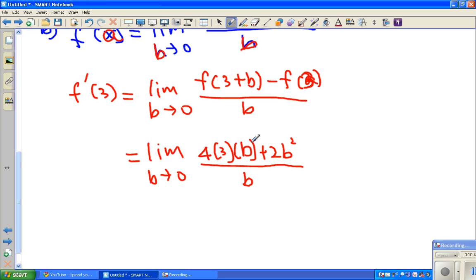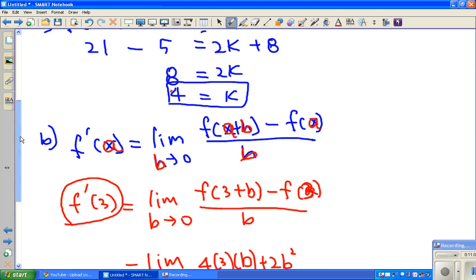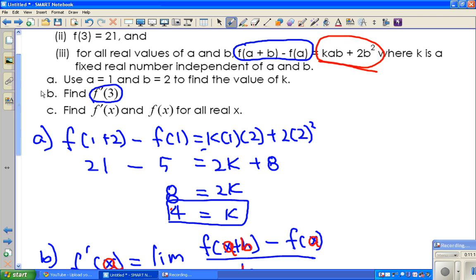2b squared. Since b is common, as we factor and cancel them out, we get 12 plus 2b. And as b approaches 0, we get this one to be 12. Hence, our answer for f prime of 3 will be equal to 12. That was answer B.